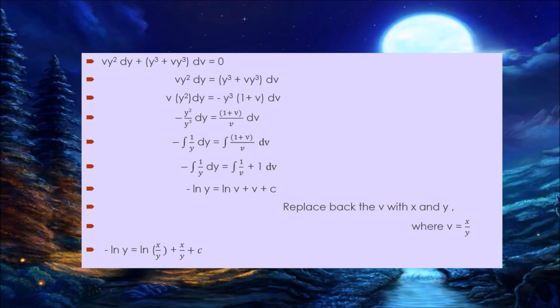We need to replace back the v with s and y, where v is equal to s over y. So we place it back, and we get negative ln y equals ln s over y plus s over y plus c.